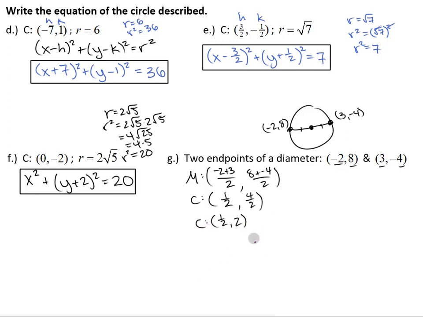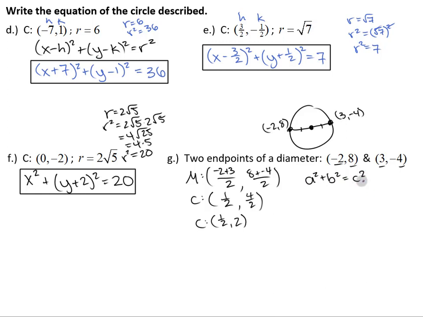Let's now see if we can figure out the radius. So 2 ways of doing that. I could find the distance between my center and one of these points, but I don't want to work with the decimal or fraction. So let's just find the distance between these two, which would be the diameter, and cut it in half. You're welcome to use the distance formula. Again, I kind of stick with Pythagorean theorem here.